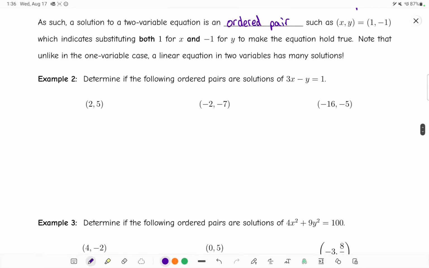Example 2. Determine if the following ordered pairs are solutions of 3x - y = 1. So like said above, for (2, 5) to be a solution, that means when we substitute 2 in for x and 5 in for y, does that make this true? Well, that's 6 - 5, which is 1. So yes, this is true. So this is a solution.